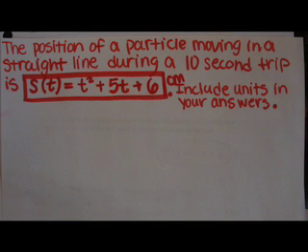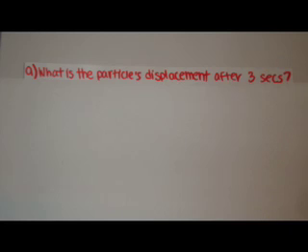The question at hand is, the position of a particle moving in a straight line during a 10-second trip is shown by the equation s of t is equal to t squared plus 5t plus 6. Include units in your answers. The first question is, what is the particle's displacement after 3 seconds?